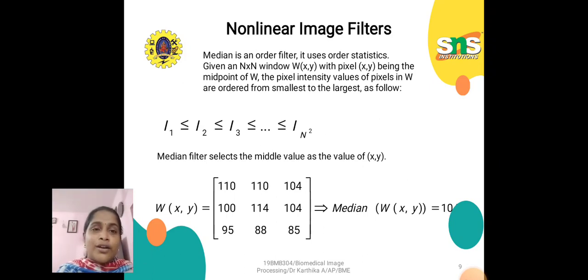While using non-linear filtering, we use certain filters. For non-linear, the median is an order filter. Median is an order filter; it uses order statistics. We know that, given an n cross n window W of xy with pixel xy being the midpoint of W, the pixel intensity values of the pixels in W are ordered from smallest to largest as follows: I1 less than or equal to I2 less than or equal to I3 less than or equal to up to I n square. Here the values of W of xy and the median values are represented.